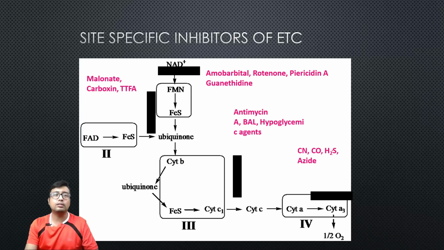So what are the inhibitors of complex 1? Amobarbital, rotenone, piericidin A, and guanethidine. Remember, this is rotenone, not retinone. Amobarbital is often written as barbiturates. Barbiturates, barbituric acid, are a group of drugs you will study in pharmacology next year. Anyway, these are the inhibitors of complex 1.